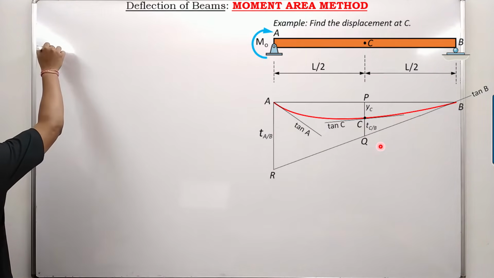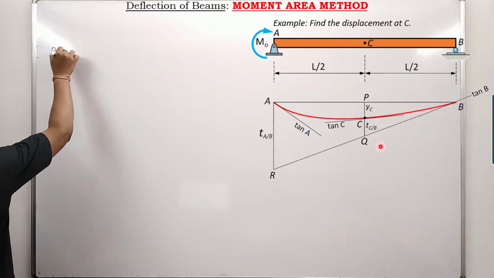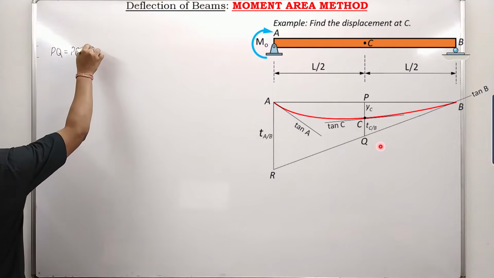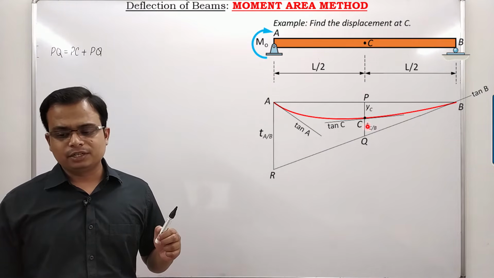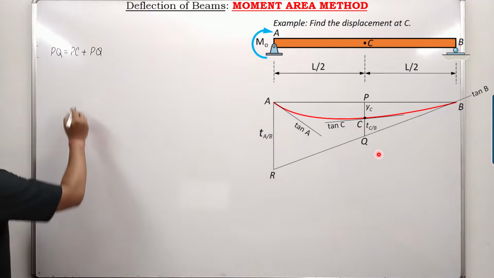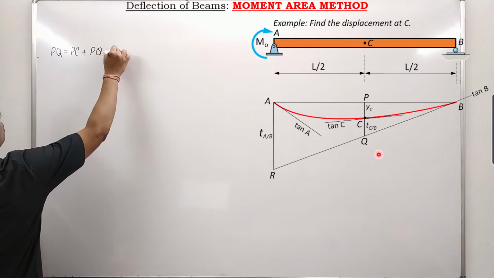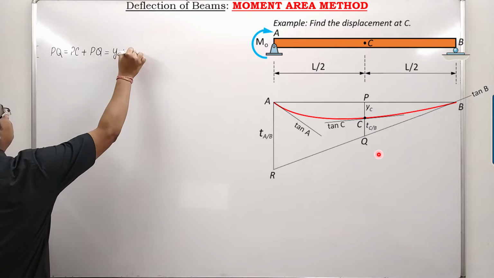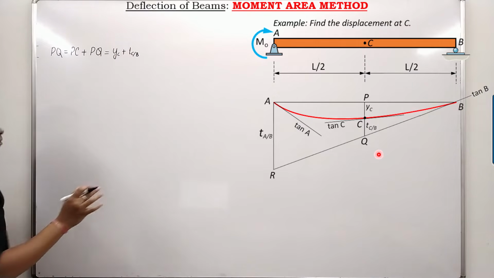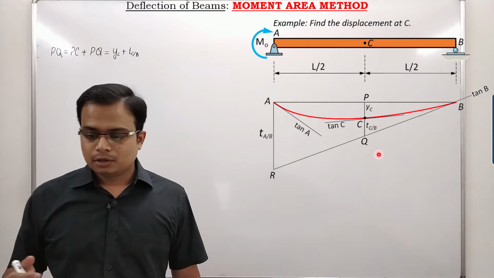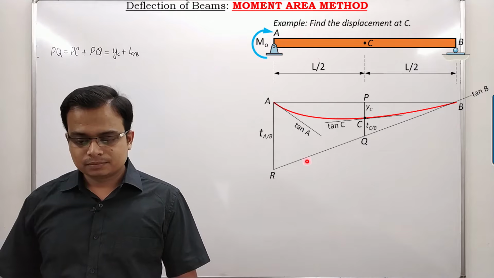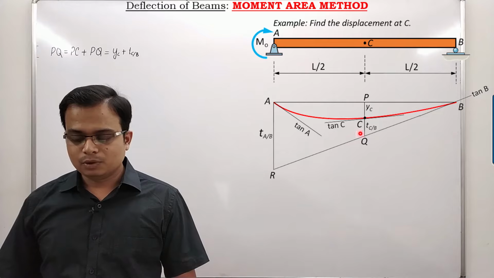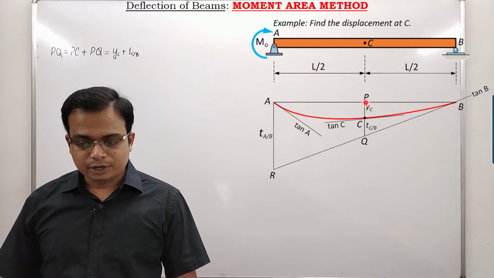PQ is equal to PC plus CQ. And you can clearly see that this PC is YC and CQ is TCB. So that is essentially equal to YC plus TCB. Now, how to get the value of PQ? You can clearly see that these are two similar triangles, one is BAR, the other one is BPQ. What we need to work out is PQ.